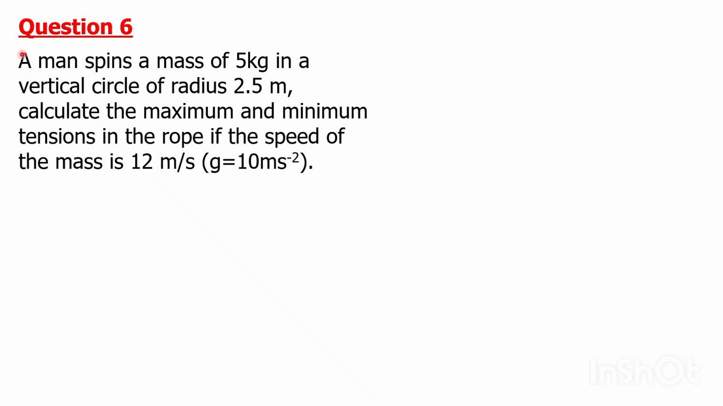Question 6. A man spins a mass of 5 kg in a vertical circle of radius 2.5 meters. Calculate the maximum and minimum tensions in the rope if the speed of the mass is 12 meters per second and g is given. So this one involves tension in the rope.